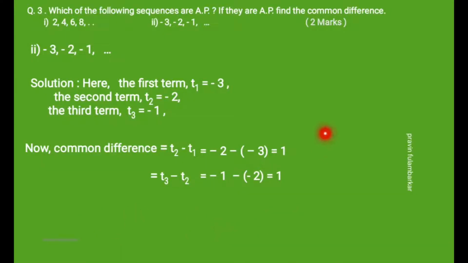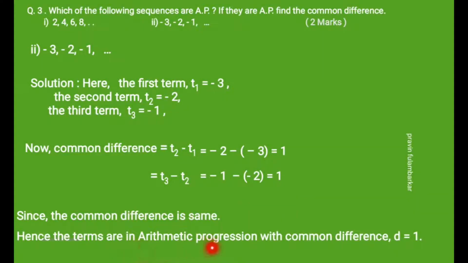That means here common difference is same, which is equal to 1. So the terms are in arithmetic progression with common difference D equals 1. That means the first sequence is in arithmetic progression, second sequence is also in arithmetic progression. That means terms are in arithmetic progression.